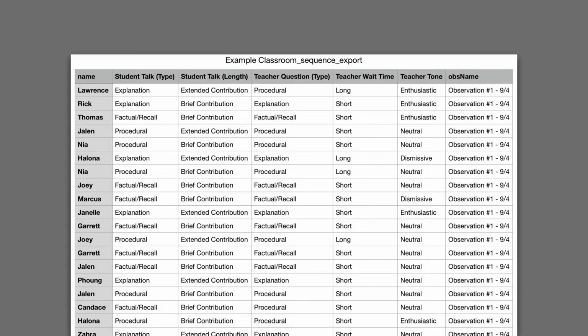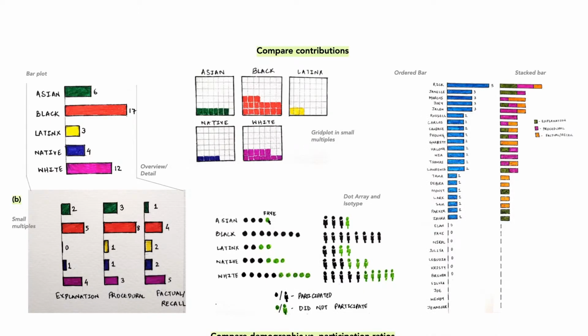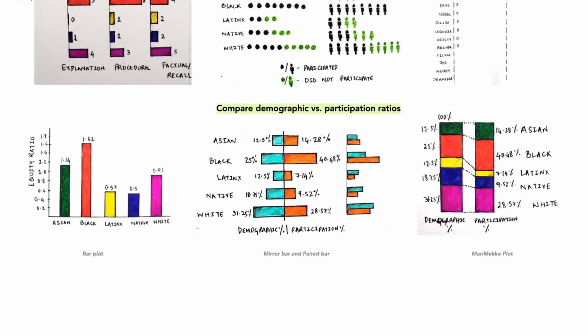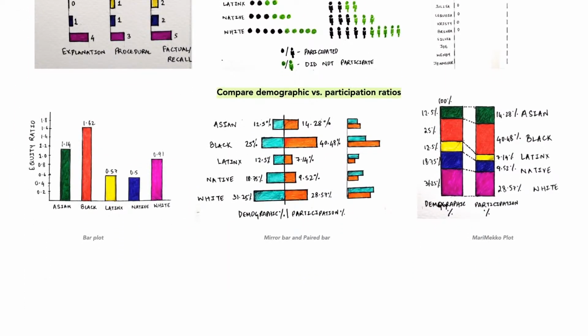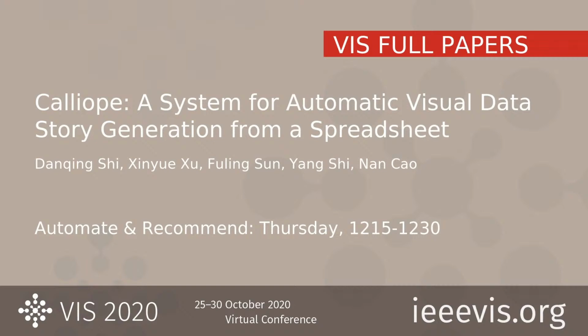Classroom participation data disaggregated by race and gender can enable teachers to reflect on their implicit biases and consciously enforce participatory equity in their classrooms. In this work, we explore a design space for representing classroom data to enable teachers to compare contributions across students and student groups, as well as compare participation rates of the different student groups with their demographic compositions.